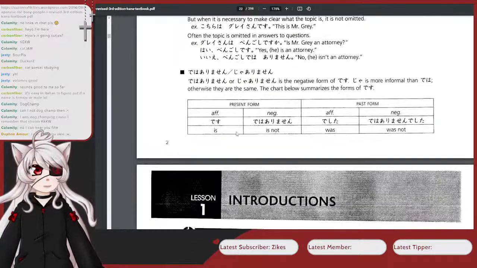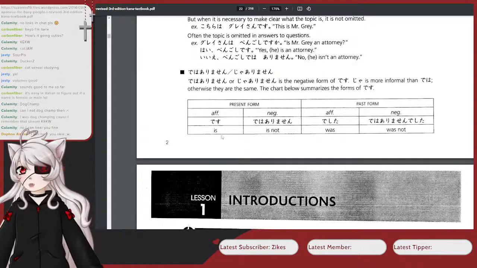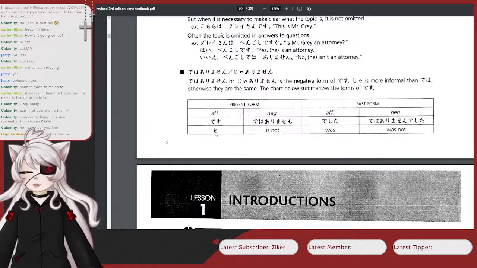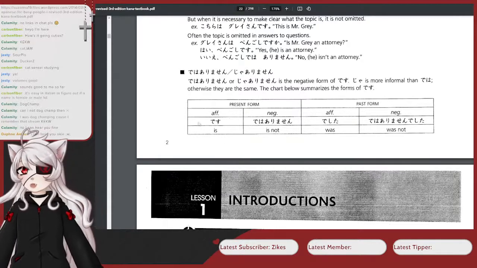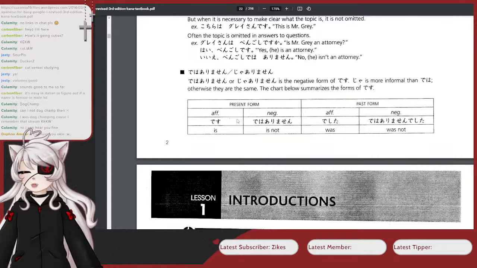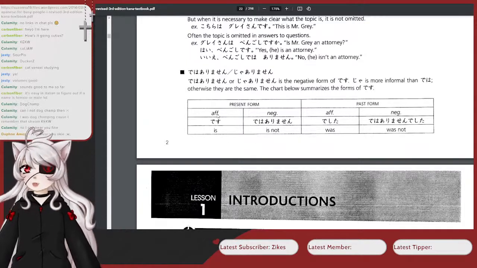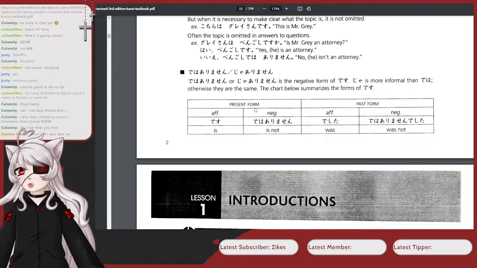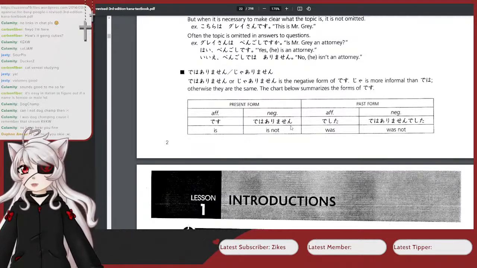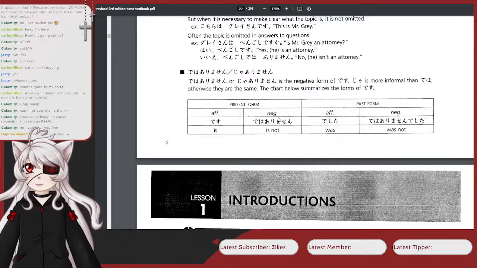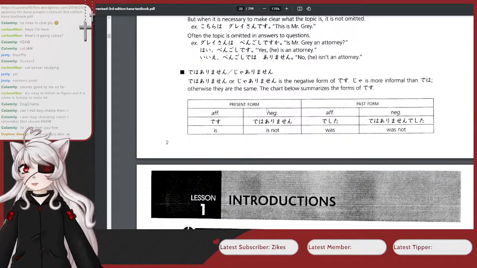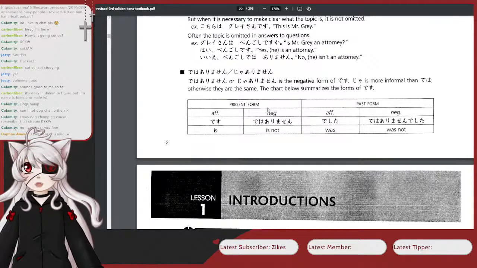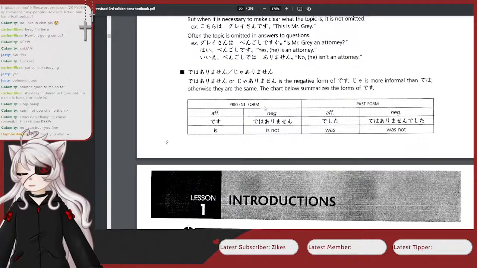Yeah, there we go. So we have the different endings for sentences. In the present form, desu is. So watashi wa purity desu. I am purity. Purity is me. In the present time. Then dewa arimasen is not. So right now is not. Purity wa inu dewa arimasen. Purity is not a dog. And confirm, I'm not a dog.